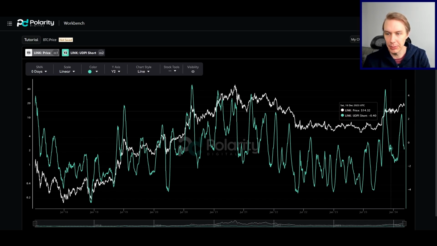And then we consolidated. We basically chopped sideways for a while. The short-term UDPI cooled off a lot. And then we rallied a bit. We chewed up a good amount of upside potential, but not all the way up to the same level again. But now we're having to cool off again.